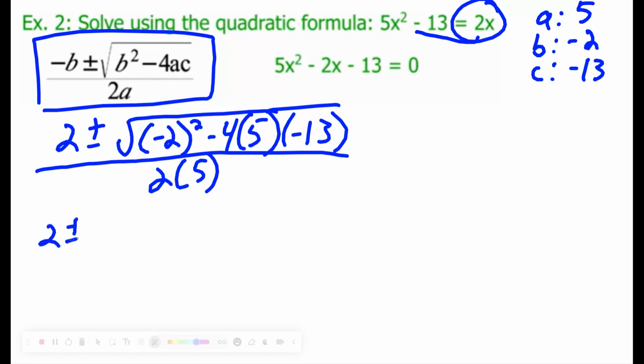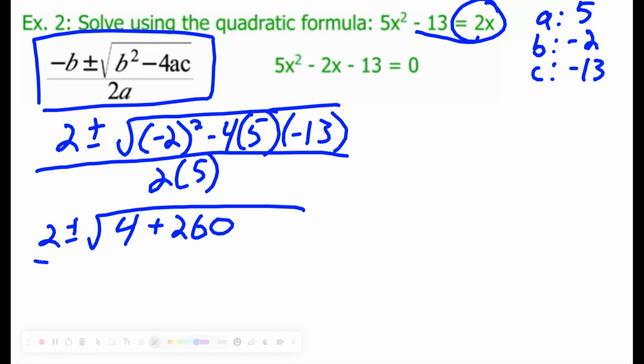We're going to keep the 2 plus or minus. Inside the square root, negative 2 squared is 4. And then what we have here, 4 times 5 times 13. 20 times 13 is 260. We've got a negative, positive, and negative, so I know that's going to be positive. All over 2 times 5 is 10. Plus 4 is 264. Is that a perfect square? It is not. So let's take a look at what we can do with that.